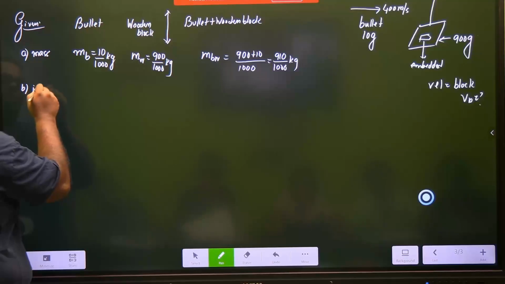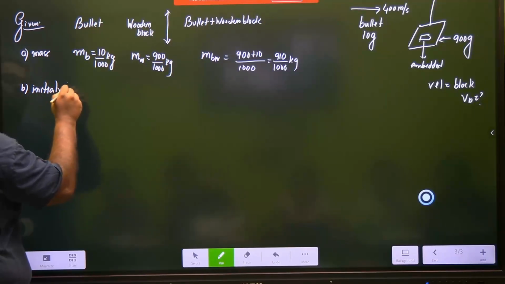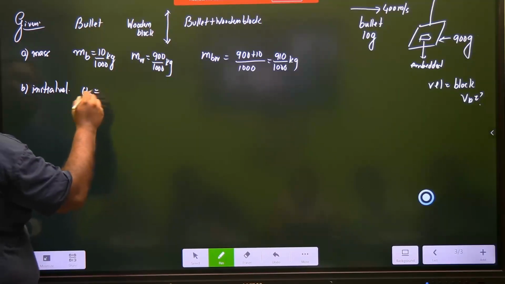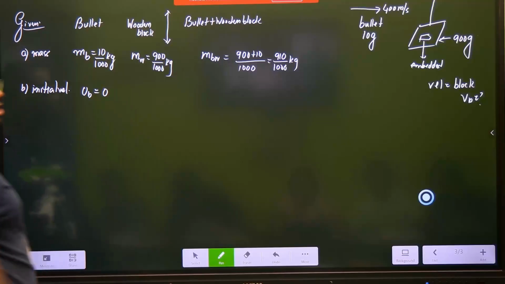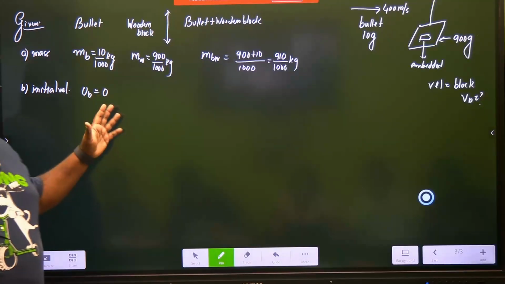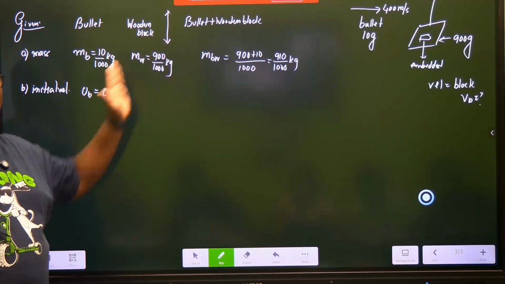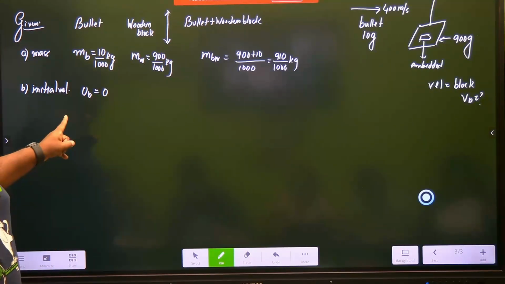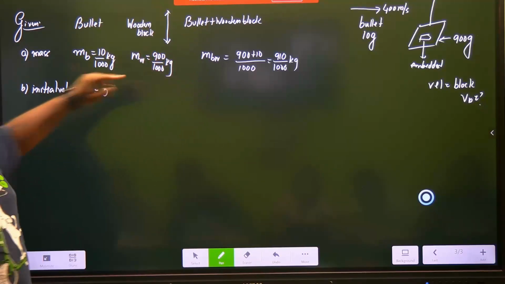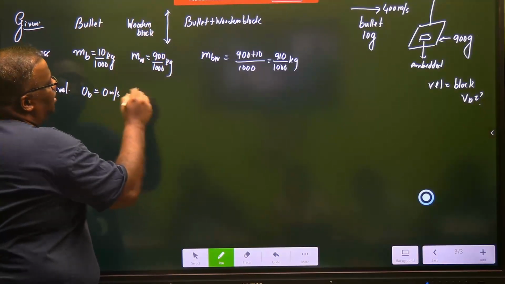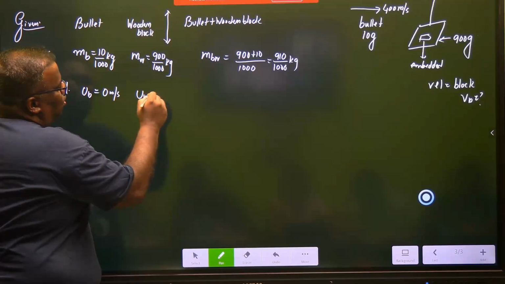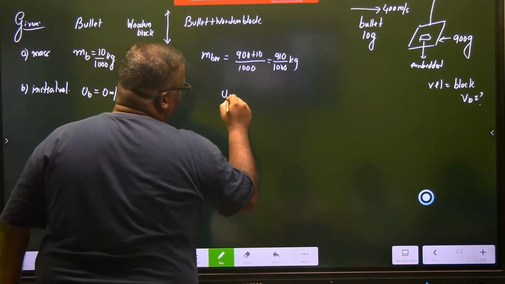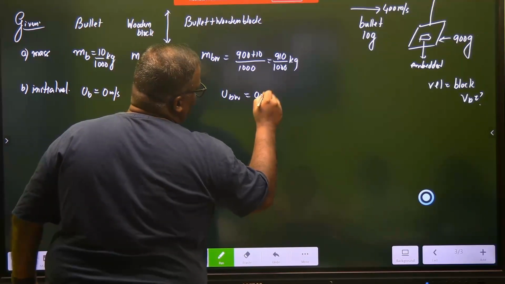So let's take initial velocity. Initial velocity UB is how much? 0. Bullet has not yet been fired. Now you have to decode. Firing is the incident. Before firing, the bullet was at what velocity? 0. Did you understand that? This data is not in the problem, but you have to find it out. So this is 0 meters per second. Then UW is also equal to 0 meters per second. And UBW is also equal to 0 meters per second.